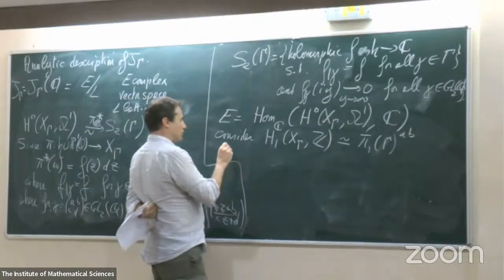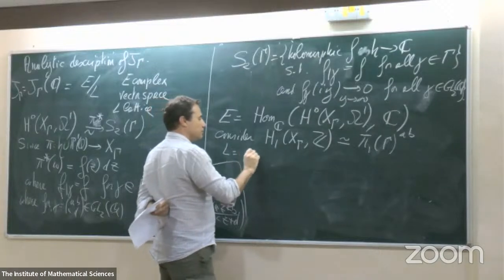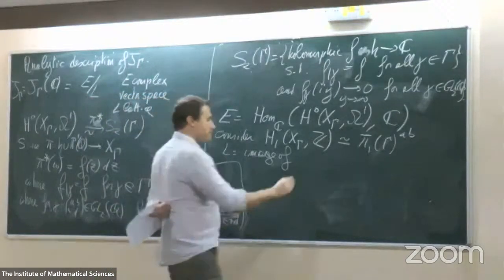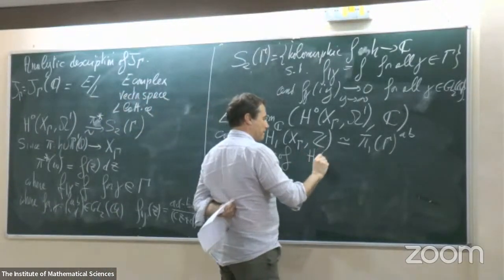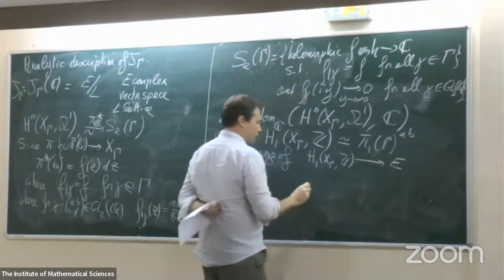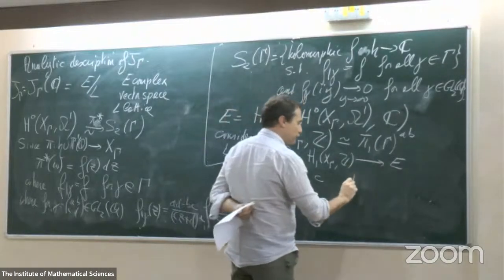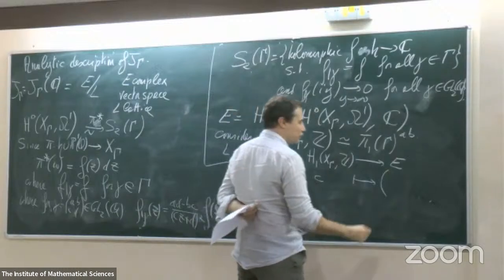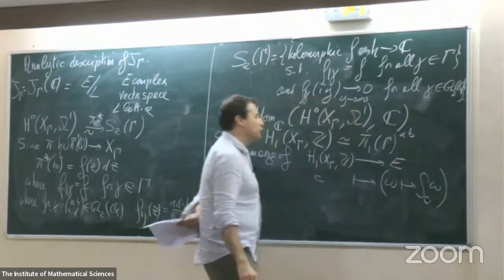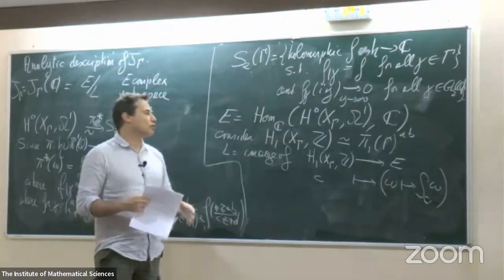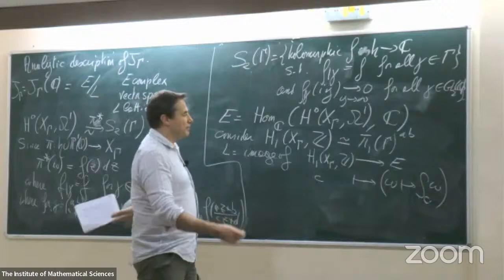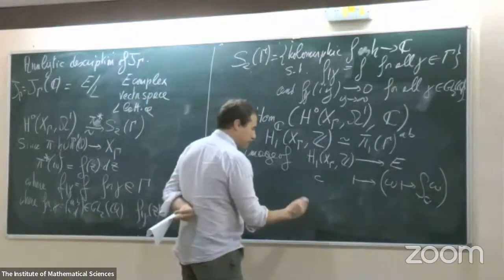So let L be the image of the map to E, which to a homology class C associates the map which to a holomorphic differential form omega associates the integral over C of omega. So you can integrate differential forms over homology classes. If you see this homology group, it's the same thing actually as if you take gamma.